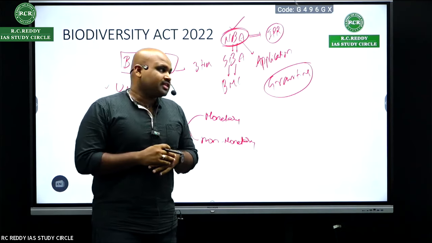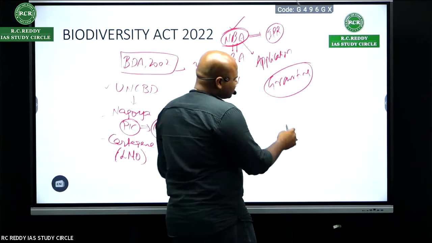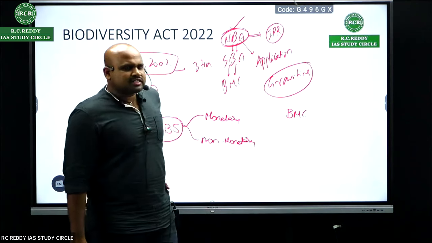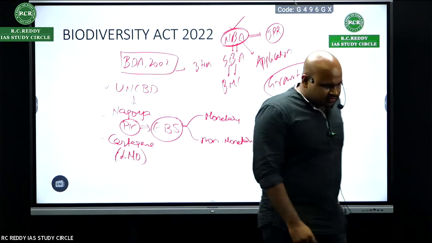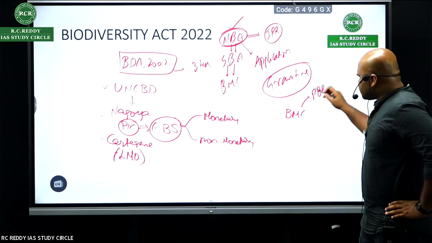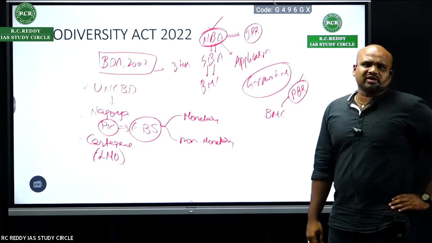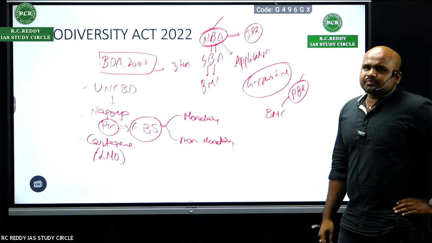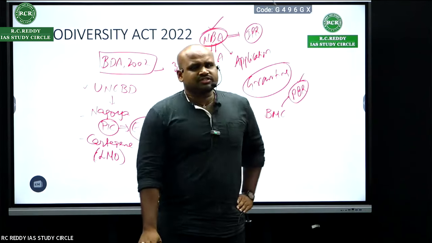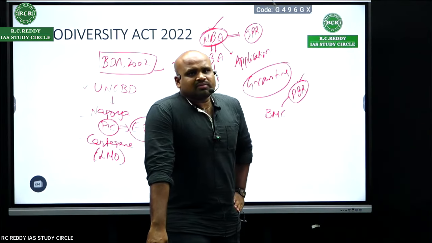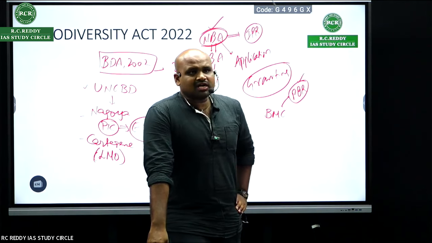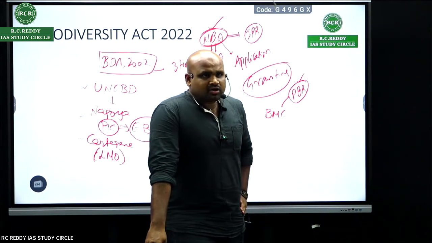One. The second thing that it talks about is the role of BMC. When I look at this role of BMC, that is Biodiversity Management Committees, what do I see? Biodiversity Management Committees fundamentally talk about something called People's Biodiversity Registers. These are fundamentally prepared by BMCs and they have to be submitted to the state governments. It is a mandatory clause which is existing.